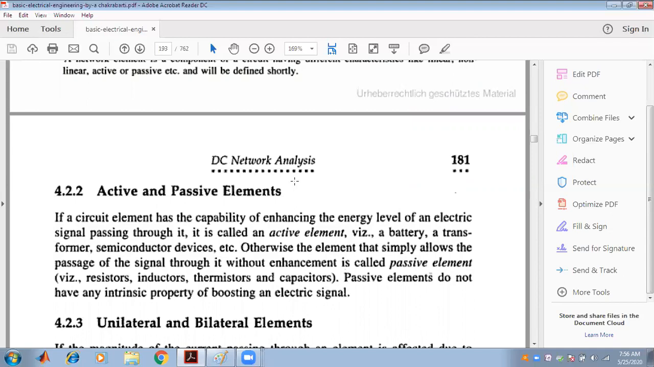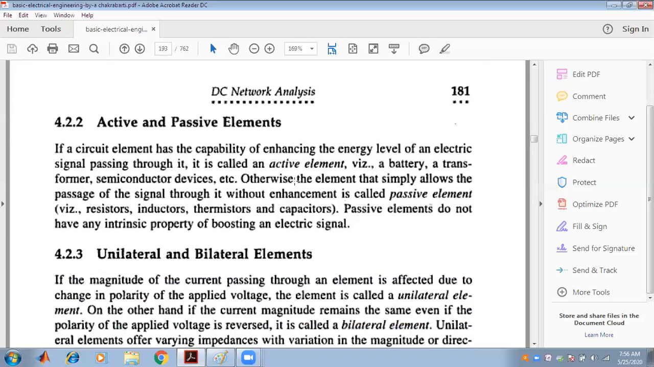But in case of resistors, inductors, and capacitors, they only allow the electrical quantity to pass. So they do not have any boosting property. That is why they are called passive elements. And on the other hand, transformers and semiconductor devices are known as active elements.